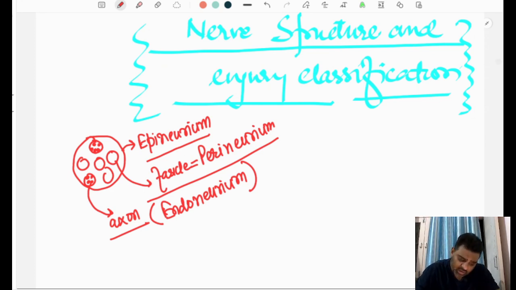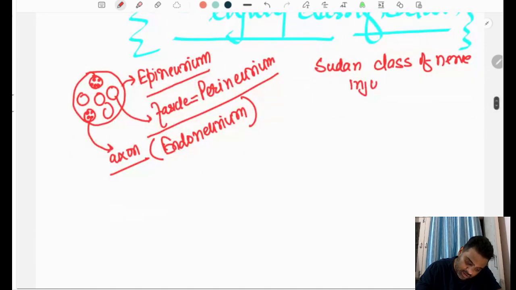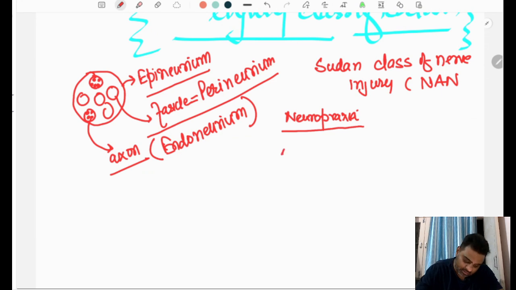Now, if we see the Seddon classification of nerve injury, he divides nerve injury into three types. First is neuropraxia, second is axonotmesis, and third is neurotmesis.